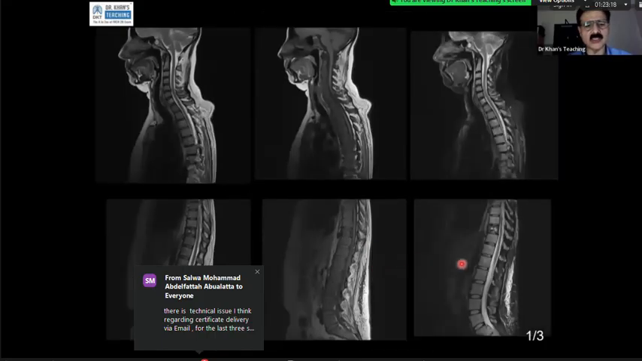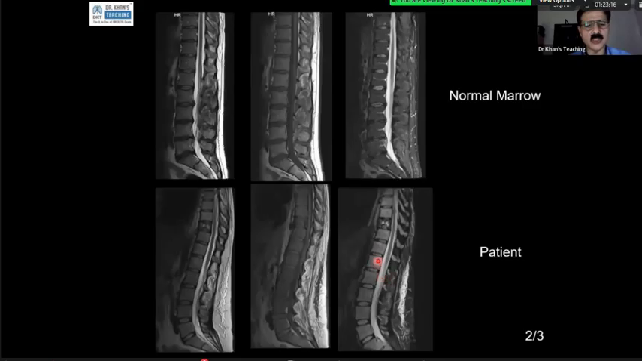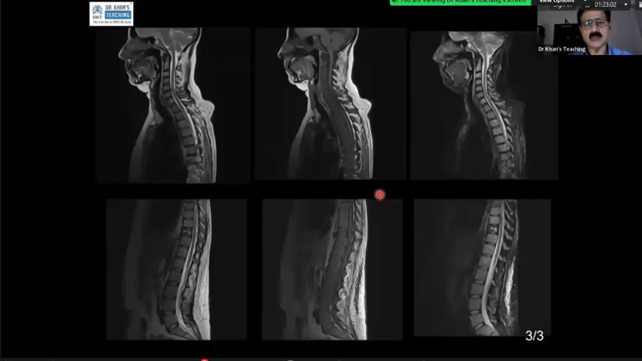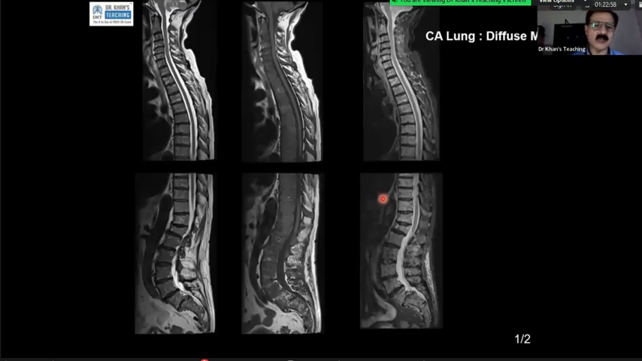So this is the same case which I was showing you, and you can see here that it is abnormal. Compare this with this one. So this is diffuse abnormal marrow, and diffuse abnormal marrow is an important exam case because if you have not developed your eyes, you are not going to pick it up. This is a diffuse marrow abnormality of the whole spine. Whole spine because of CA lung metastasis.